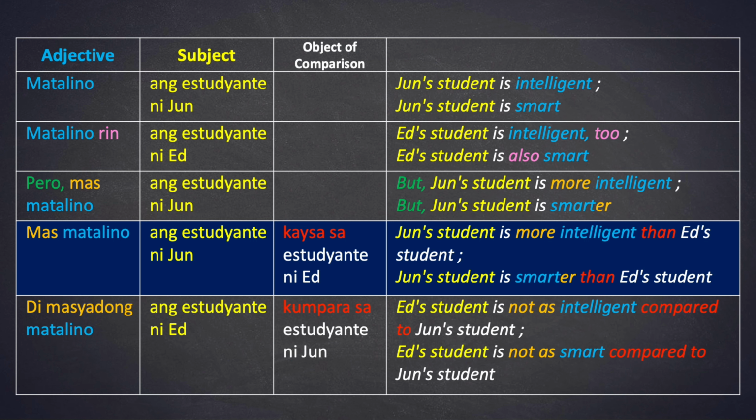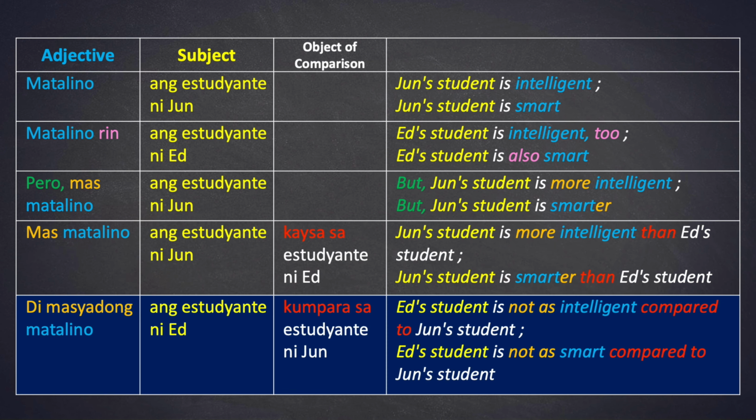Mas matalino ang estudyante ni June kaysa sa estudyante ni Ed. June's student is more intelligent than Ed's student. Or you can say, June's student is smarter than Ed's student. Di masyadong matalino ang estudyante ni Ed kumpara sa estudyante ni June. Ed's student is not as intelligent compared to June's student. Or you can say, Ed's student is not as smart compared to June's student.